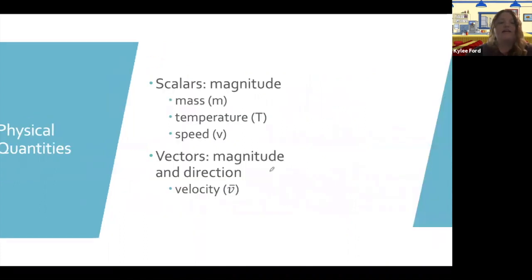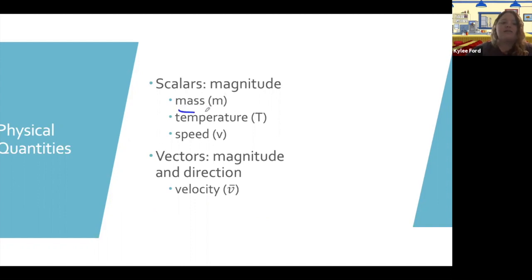All right, and the last thing I want to talk about are some physical quantities that we will be looking at. I didn't really mention it earlier, but we have two main ones, and they are scalars and vectors. Scalars are anything that has a magnitude to it, like 10 cups, or 10 computers, things like that. It just has a magnitude, a number. So we have some examples here that we use in physics.